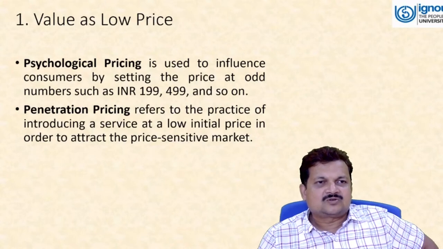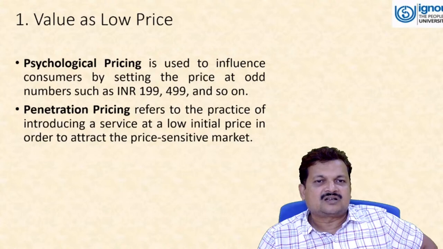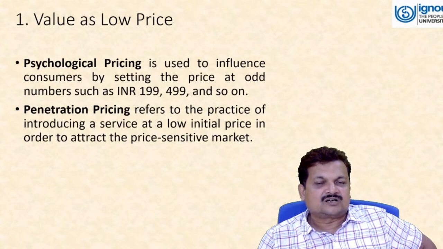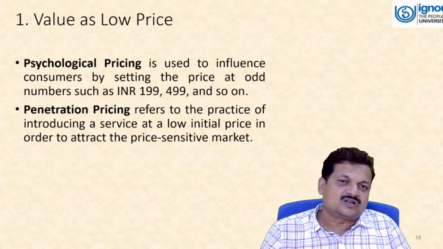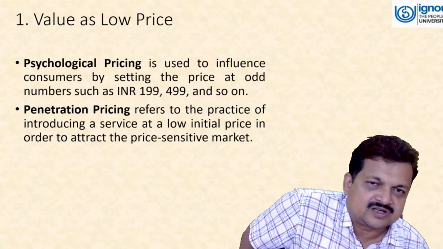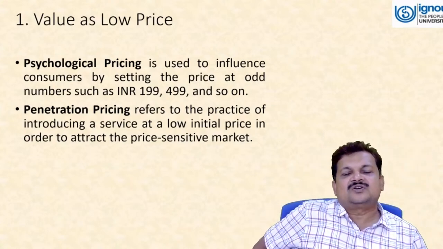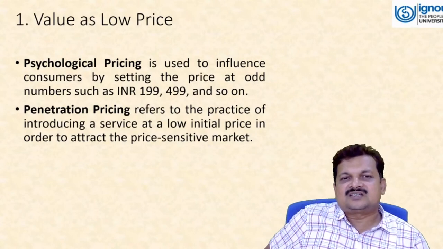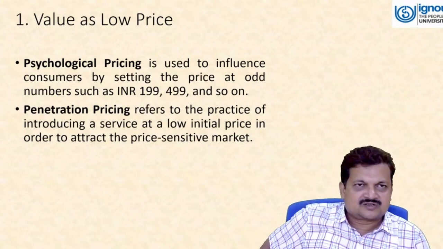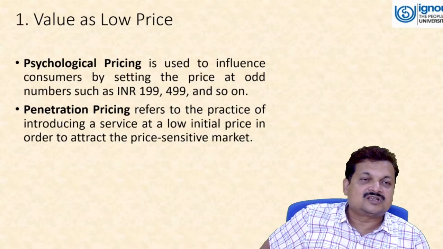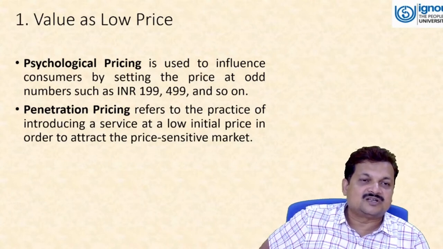Psychological pricing. People are always going to think that when the price is written as 199, the product price is 100 only. When it is written 499, they think that it's 400 only. But actually this is 1 rupee less than 200 and 1 rupee less than 500. So we are psychologically prepared to think that we are getting this particular product at a lower price.